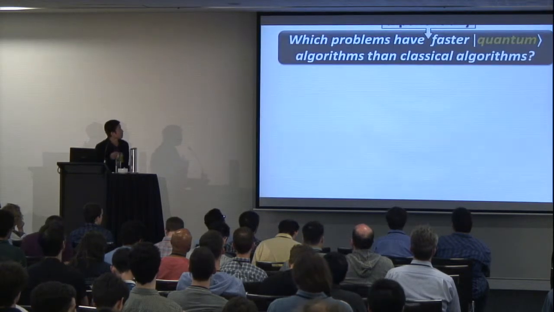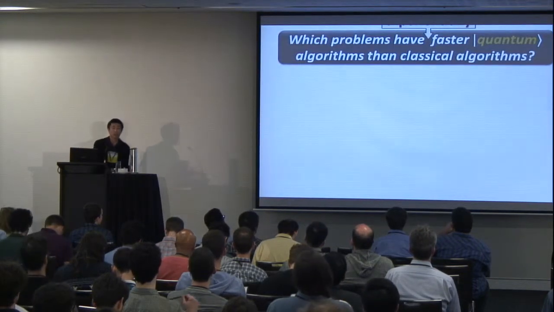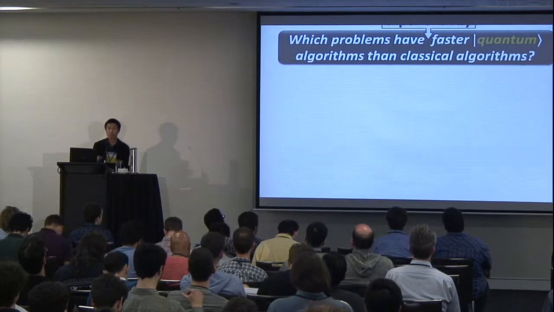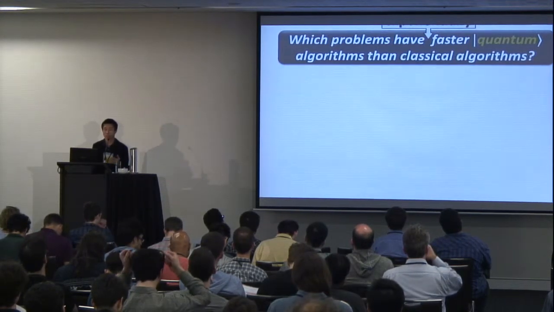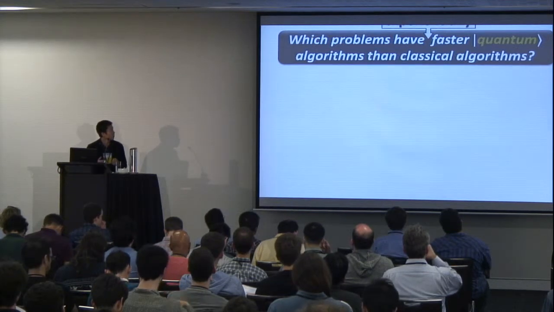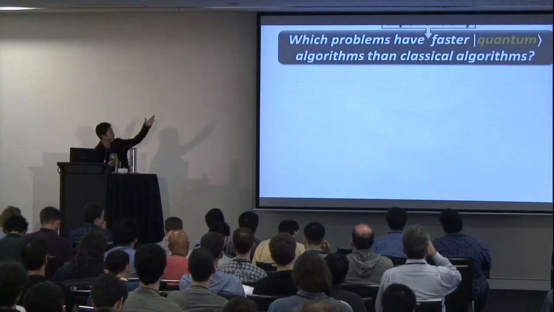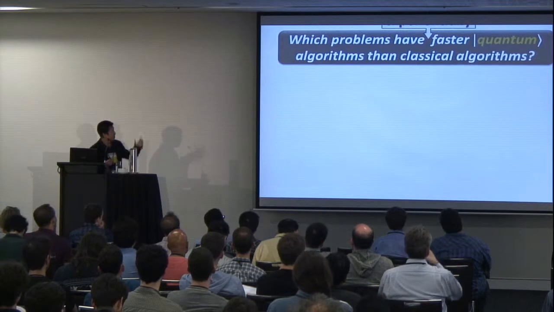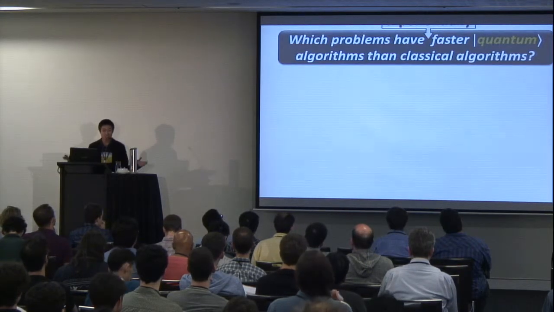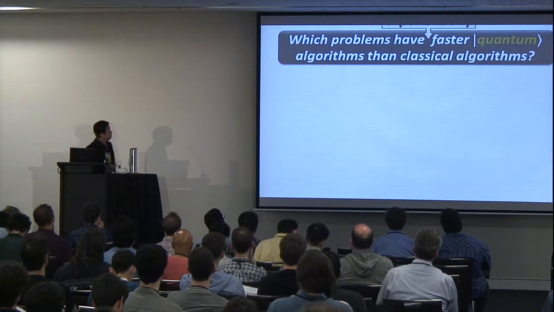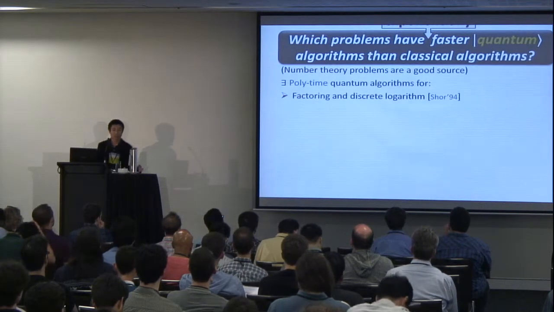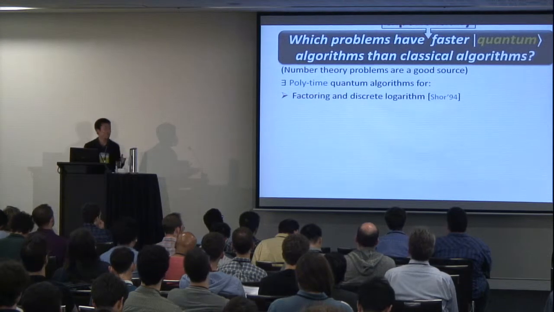Okay, so let me start with a very basic question. Which problems can be solved much faster on a quantum computer compared to classical algorithms? Let's be ambitious and ask for exponential quantum speedup. And number theory appears to be a good place to look for such examples.